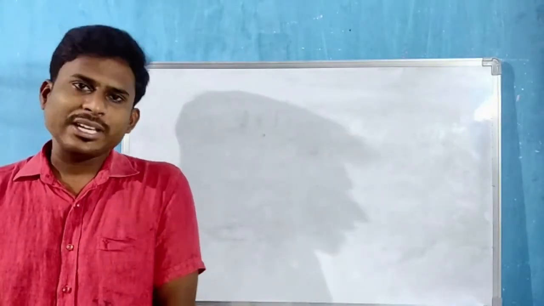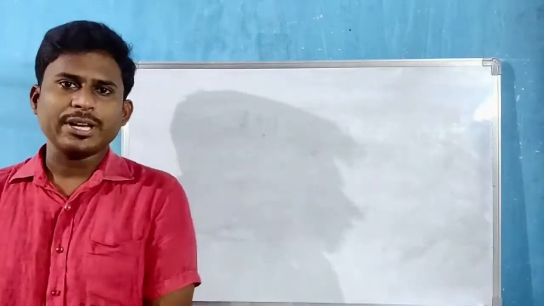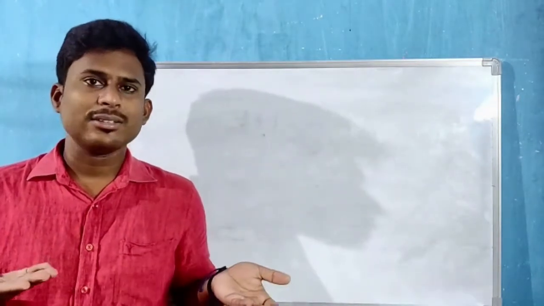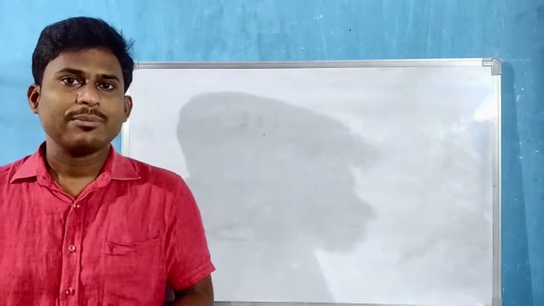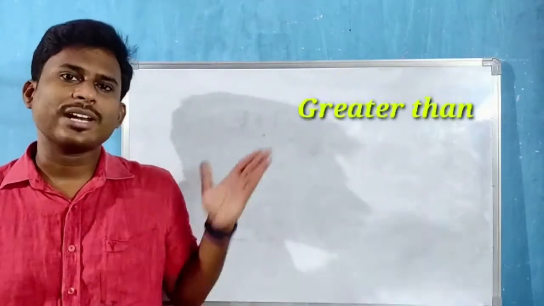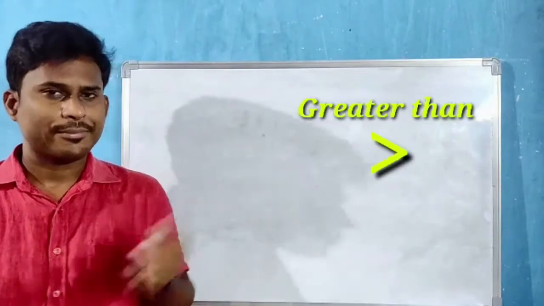So children, while comparing two numbers, we can say greater than, less than and equal to. Same as previously, we discussed it with the toothpaste boxes. The right hand toothpaste box is greater than the left hand toothpaste box. We said greater than, that means this is bigger than this. So greater than means it is more. When it is more we say greater than. And the symbol of greater than is this.